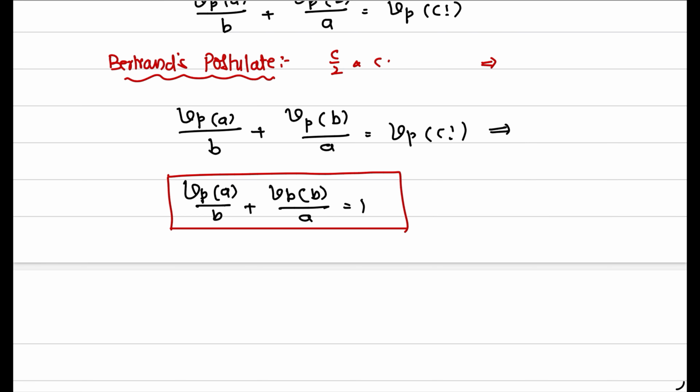The prime, which is assumed from Bertrand's postulate, will divide both A and B. This implies P divides both A and B.